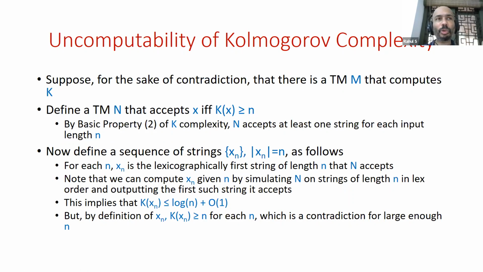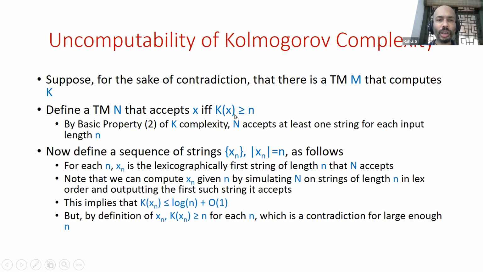Well, so what does that mean? That means it's a Turing machine that, given X, is going to output K of X. And there's such a Turing machine M. We can easily define a Turing machine N that just simulates M and accepts if M outputs a value that's at least n. So you can define a Turing machine N that accepts X if and only if K of X is at least n, just by using this assumed Turing machine M and accepting if and only if M outputs a value that's at least n.